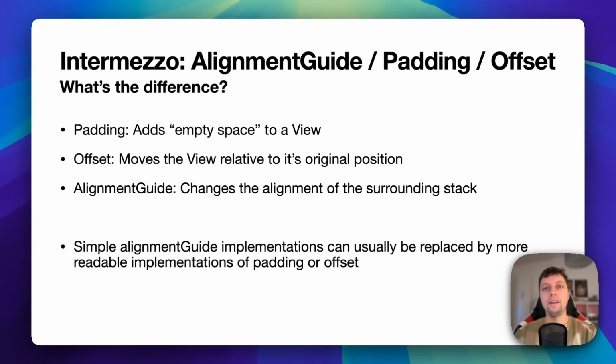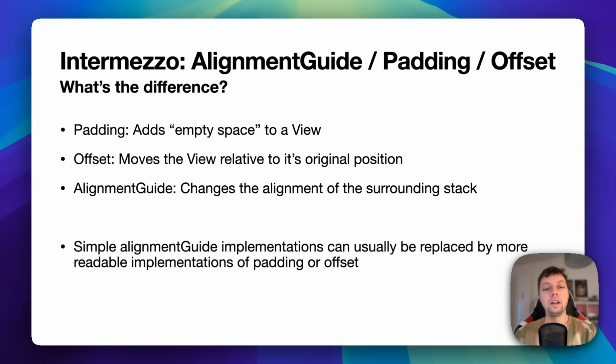Alignment guide, padding, and offset, these are three APIs that serve very similar purposes, but what's the difference? First of all, there's a semantic difference. Padding adds empty space to a view. It pads the view. Whereas an offset moves the view relative to its original position, but does not move the view's frame. And an alignment guide changes the alignment of the surrounding stack.